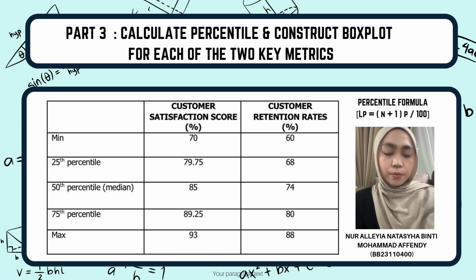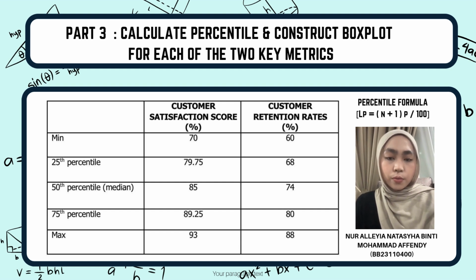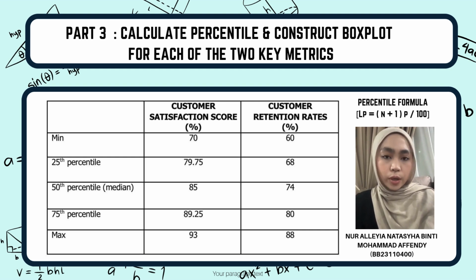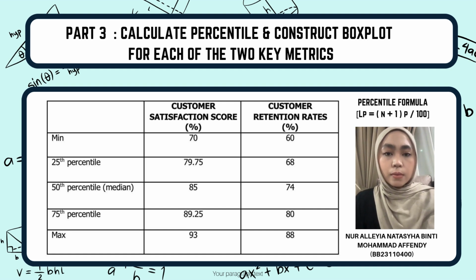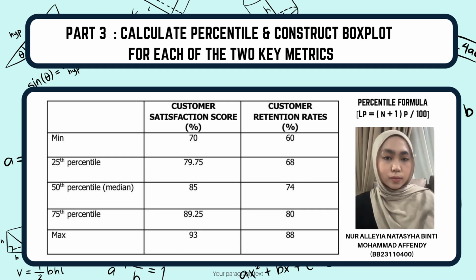79.75. For the 50th percentile, or median, the position is 15.5 and the result is 85. For the 75th percentile, the position is 23.25 and the result is 89.25. And for customer retention rate, the 25th percentile result is 68, the median is 74, and the 75th percentile result is 80. These percentiles help us understand how the data is distributed and where the majority of values lie.